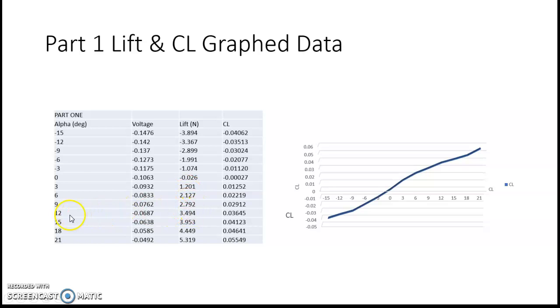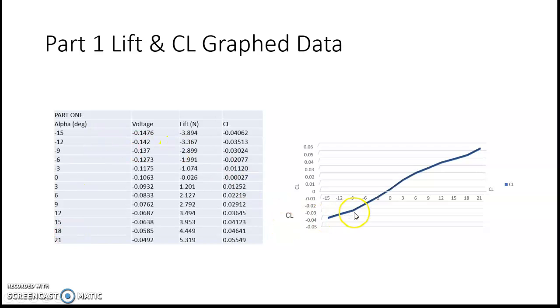Compared to when you come to a pitch of 18 to 20 degrees, it's almost 0.05 coefficient of lift. Lift is 5 here. The amount of lift increase is 5 at 21 degrees of pitch. That's quite a bit higher.